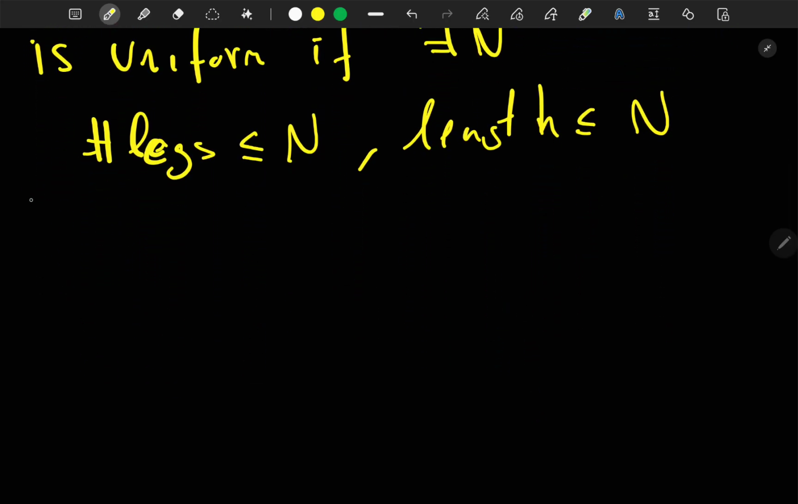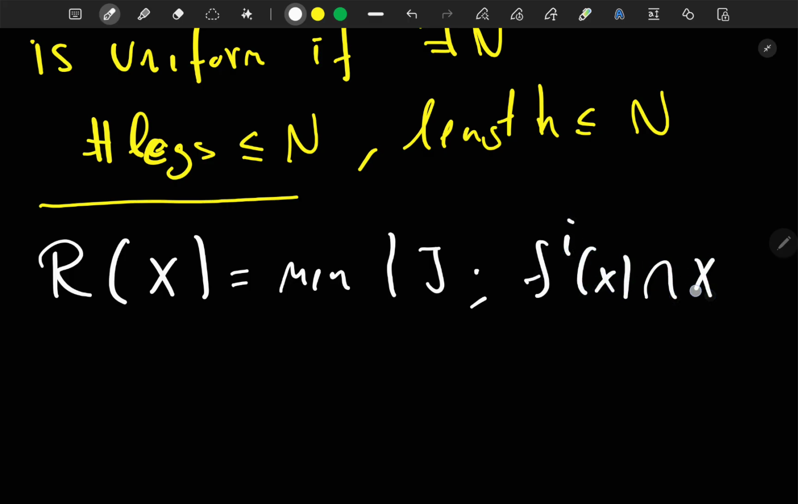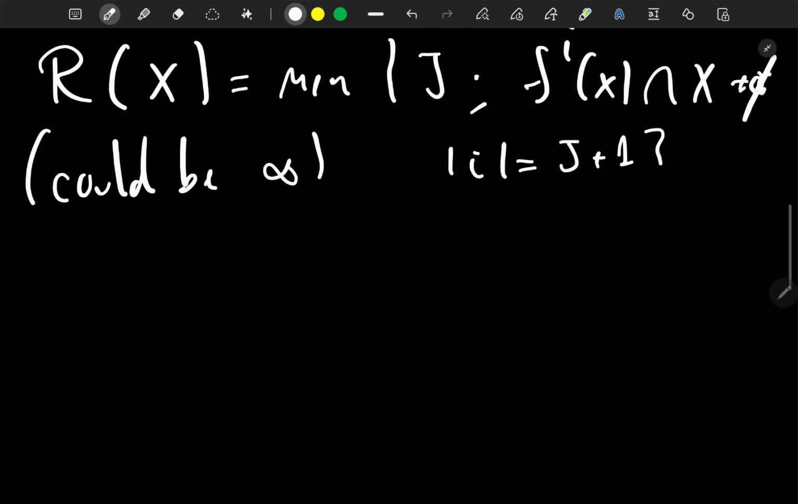Okay, so another definition is about the function r. So r of a set x is the minimum of the j's such that we do not have intersection until j. So an intersection occurs on j plus 1, something like this. It could be infinite. Okay.